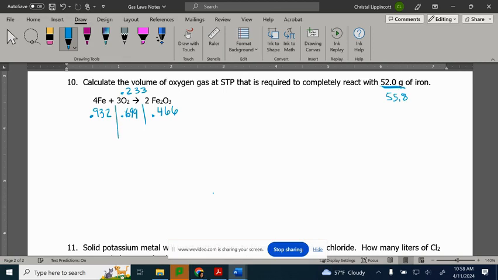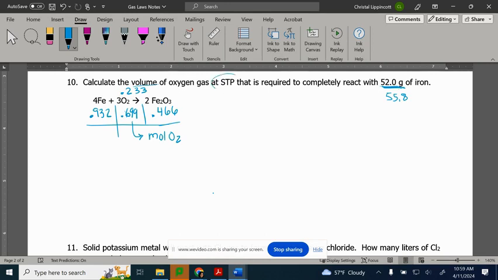Okay. So I didn't really need to figure this value out here. I needed this guy right here. All right. So we know our moles now. This is going to be our moles of oxygen. That's not what they wanted. They wanted the volume of oxygen.